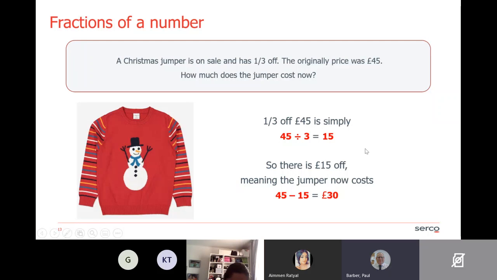Remember, again, in functional skills, you do get marks for your working out. So if you didn't do that last stage, you may still get some marks for it. But always go back to the question: have I answered it? Christmas jumper is in the sale, third off, usual price £45. I've done that. How much does the jumper cost now? Well, it's clearly asking me what I want.